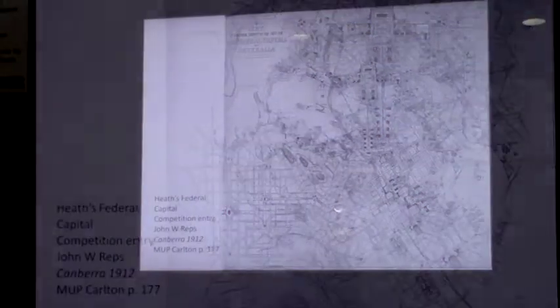The Canberra competition was launched by the federal government in 1912. It was not then known as the Canberra competition because nobody knew the name of the city that they were designing for, so it was the federal capital competition. And it was open to people around the world, but quite a few architects declined to enter, and quite a few architectural professional bodies encouraged their members to boycott the competition because it was not going to be judged by professional architects. It was going to be judged by politicians.